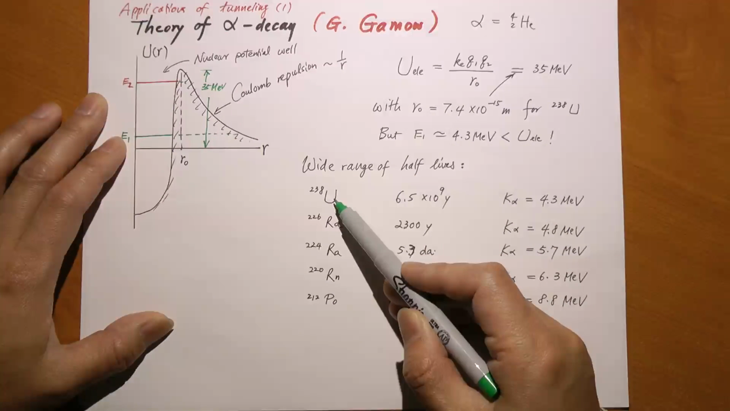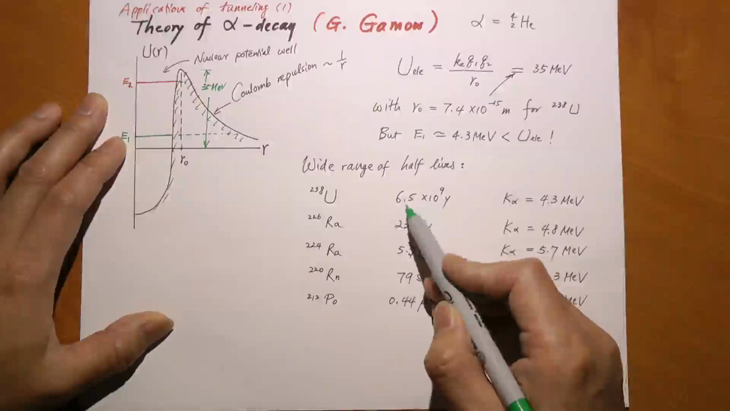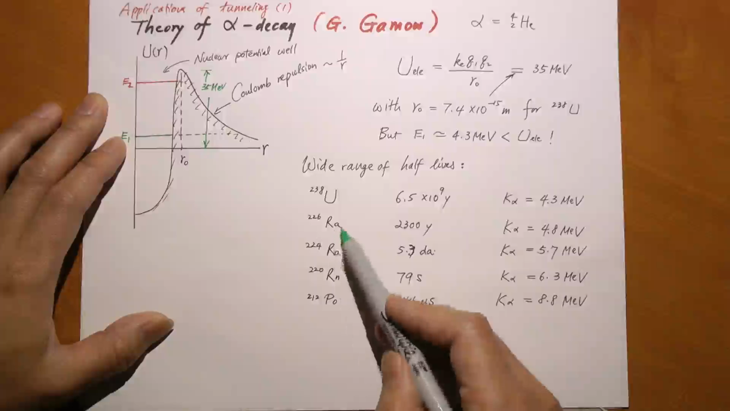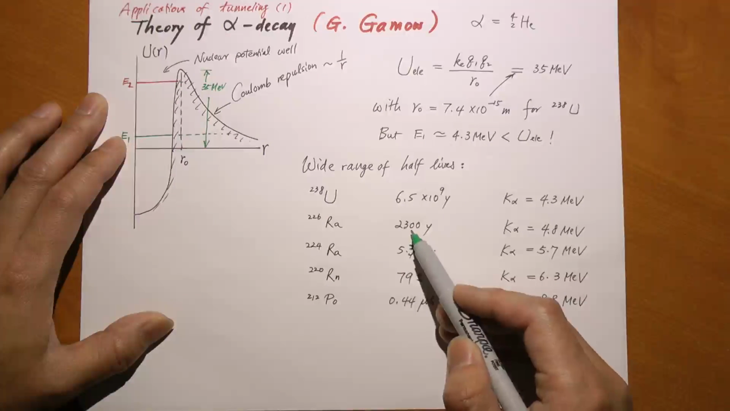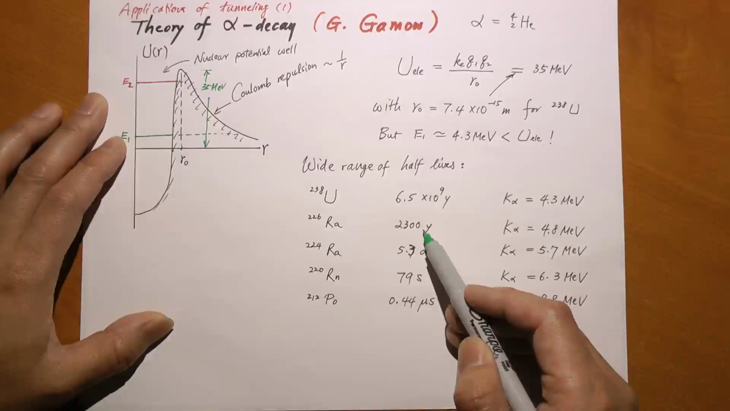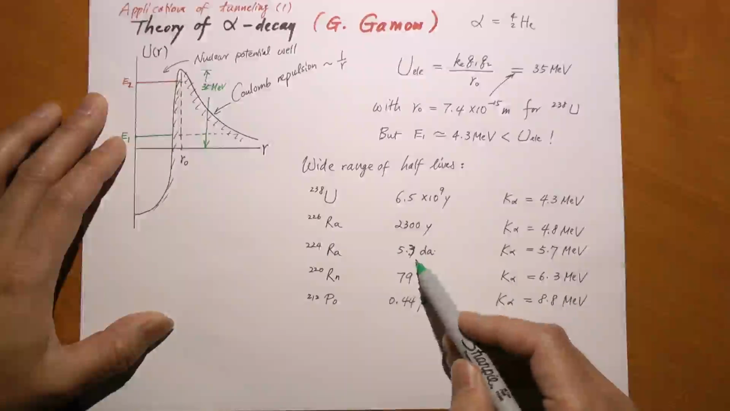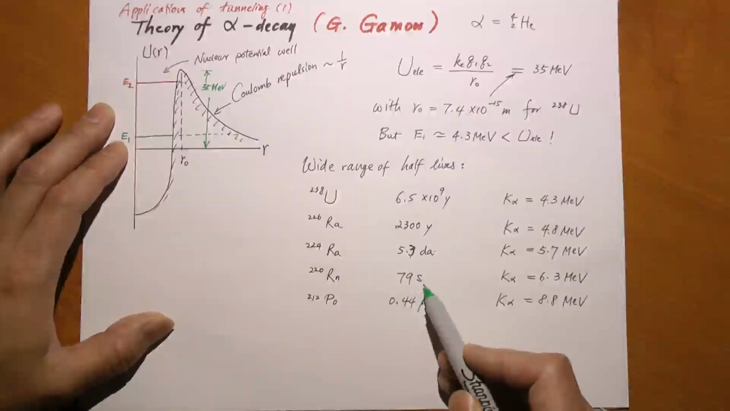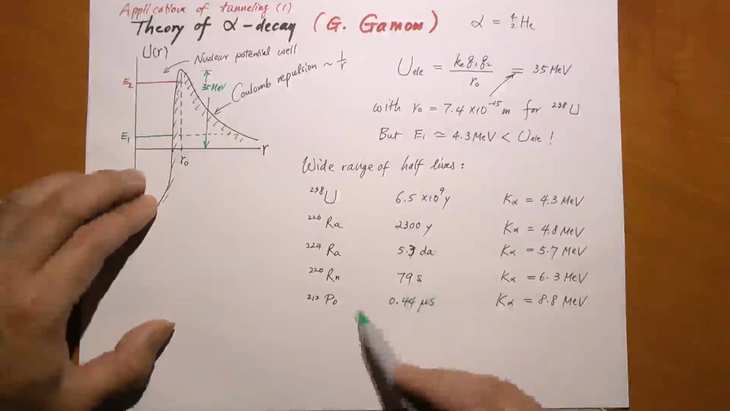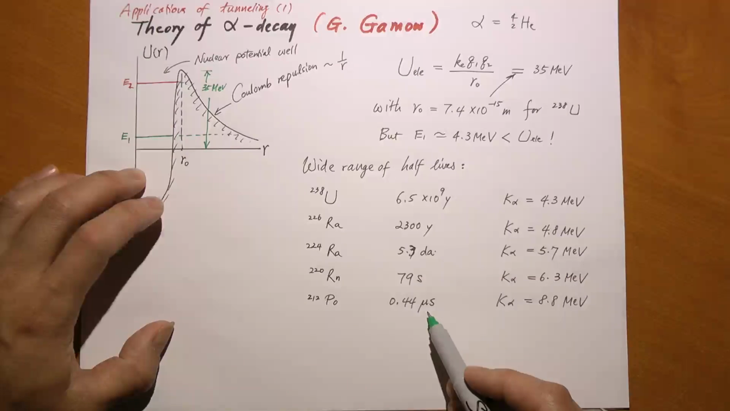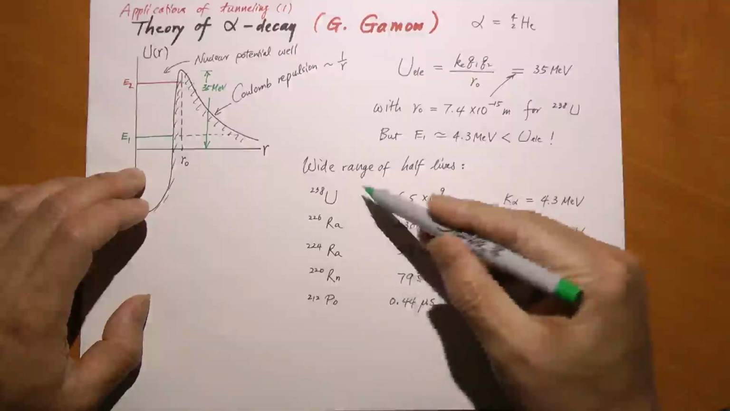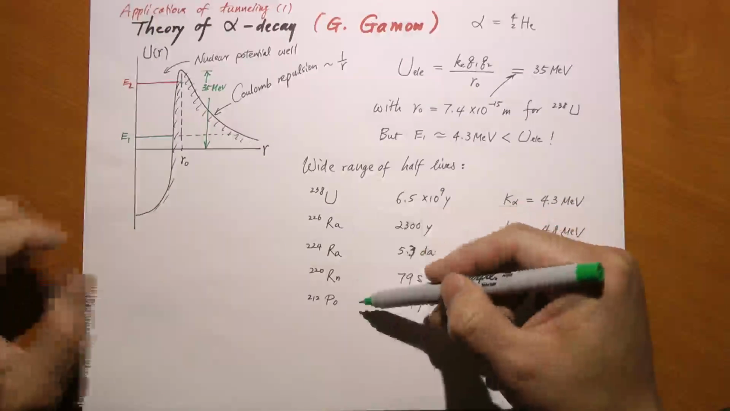Uranium-238, that's a very common radioactive element. It takes an average of 6.5 billion years for half of the uranium-238 to decay by alpha decay. But radon-226 still takes quite long, but a lot less than that: 2,300 years. And its isotope, 224, takes only 5.3 days for alpha decay to take place. And those two are just incredible. This one takes 79 seconds for the alpha particle to decay on average. This one takes 0.44 microsecond. So why is there such a huge difference between the half-lives of these alpha decays of different radioactive isotopes?